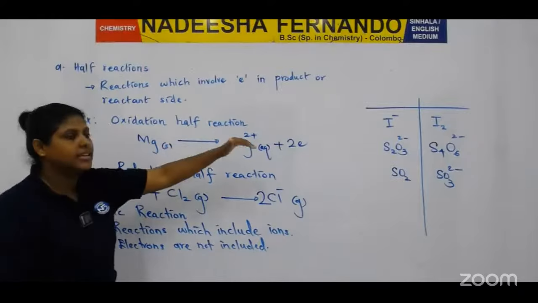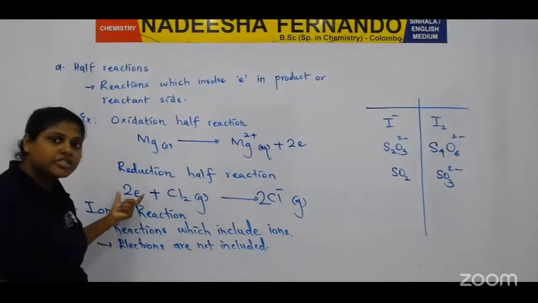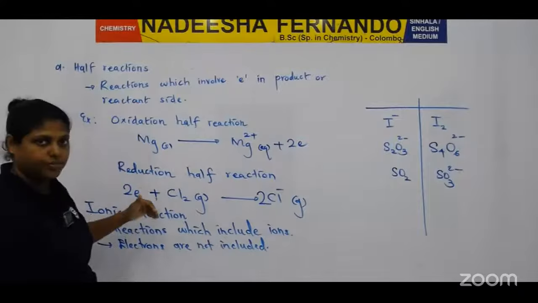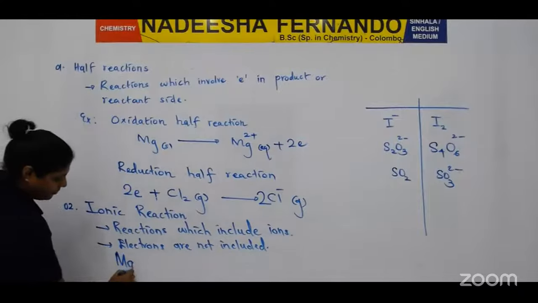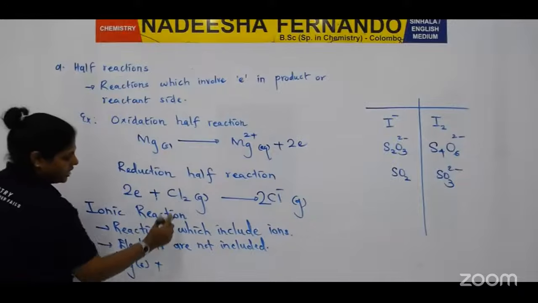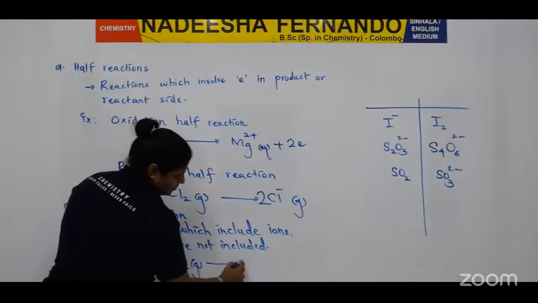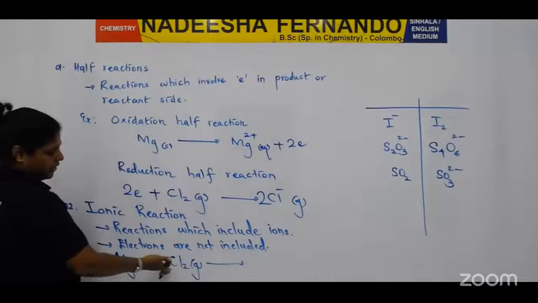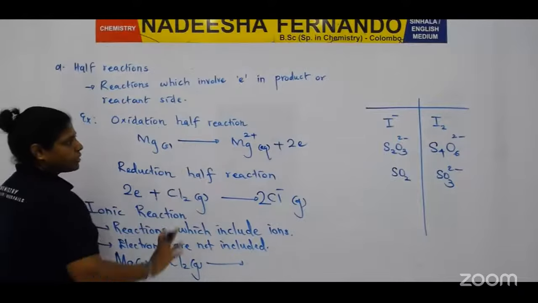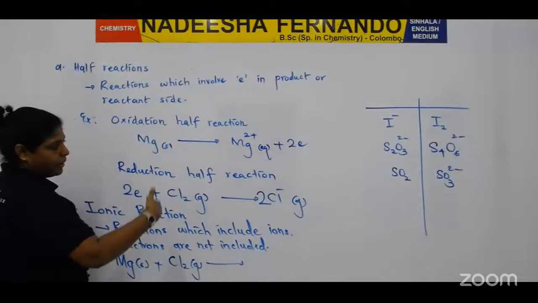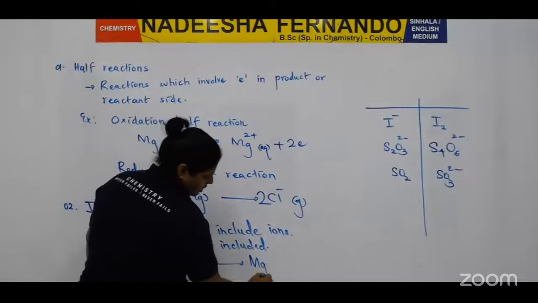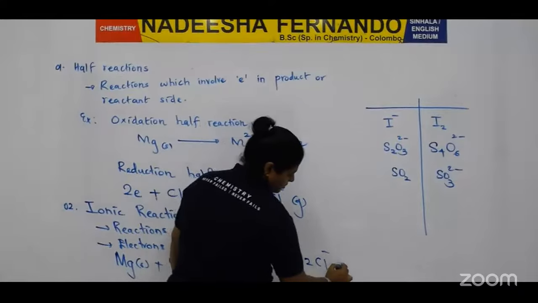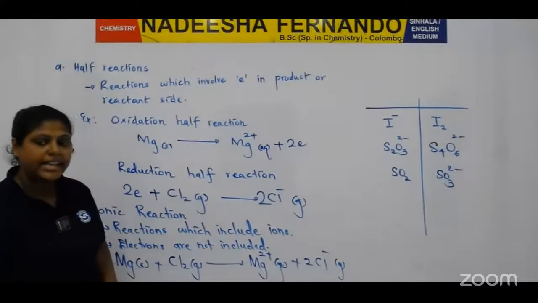In the oxidation, 2 electrons were released, and in the reduction, 2 electrons were taken. We remove the electrons and add these two. So magnesium solid plus Cl2 gas. We have no other component except magnesium and Cl2 on the reactant side because we are not going to write the electrons. Electrons get balanced. Product side, Mg2 plus plus 2Cl minus. That is the ionic reaction.